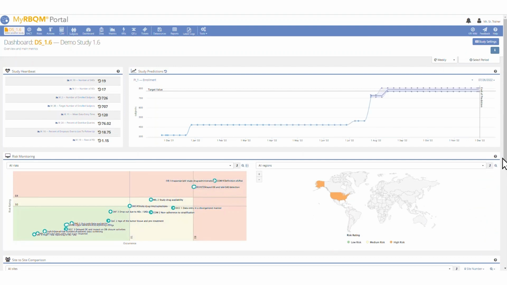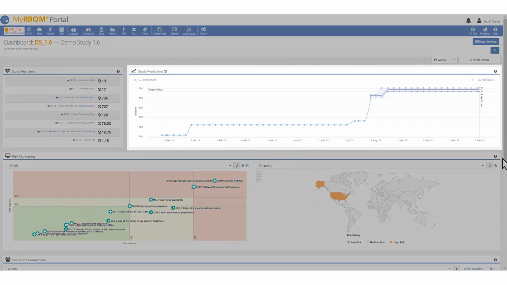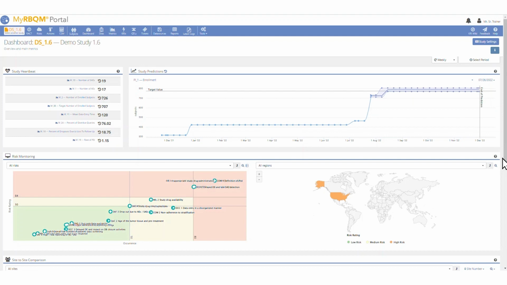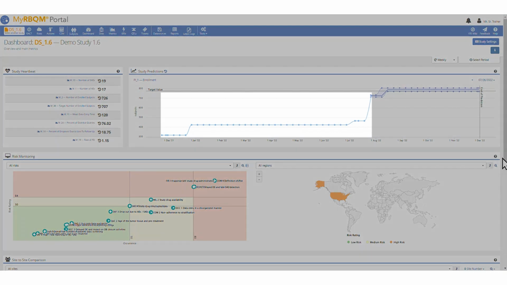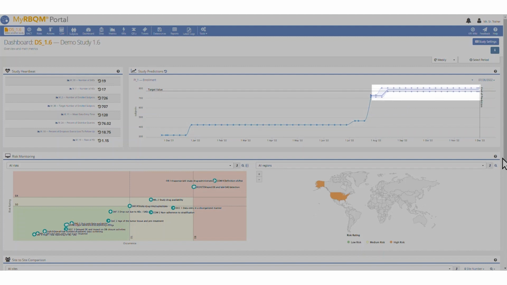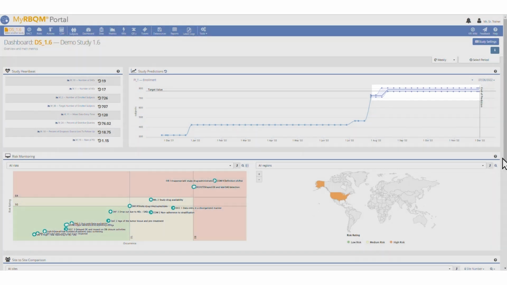Study predictions are presented in the upper right-hand graph of the dashboard. The graph is divided into two sections. The first section, shown by the light blue line and data points, indicates the actual historical values that have been recorded. The second section, indicated by the light purple shading and data points, shows the predicted values for this indicator.